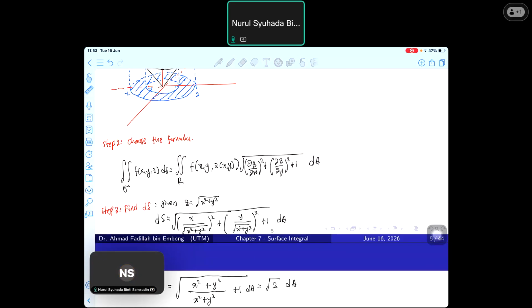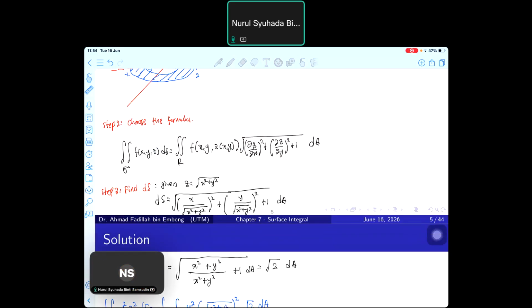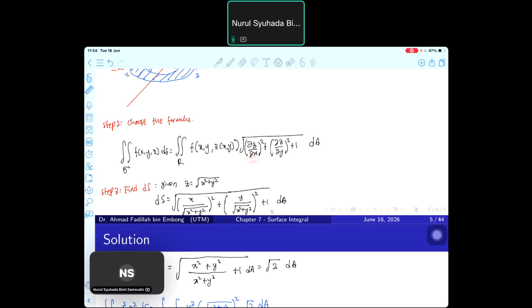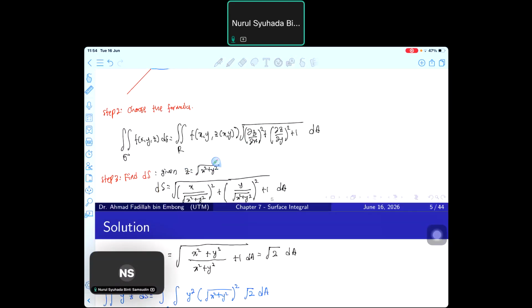So step number 3, I'm going to find dS. So dS corresponds to this part. For a given dS, I'm going to find the partial derivative of z with respect to x here. You can pause the video and evaluate the partial derivative of this one with respect to x. You will get this equality. And if you evaluate the partial derivative of z with respect to y, you will get this equation. Okay, so you can always pause the video and try to evaluate by yourself. If you are done, then you will reach this formulation.